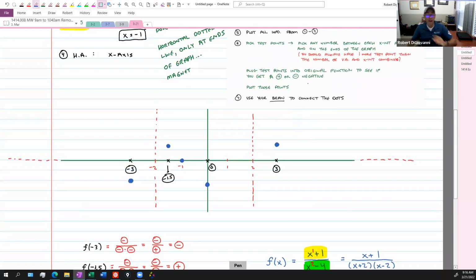I should have everything I need now to draw the picture. So when I draw this, I have to remember that the dotted line at the edges acts like a magnet, pulls my function towards it. The vertical dotted lines are barriers that force my graph up or down. And if I have any x-intercepts, I have to actually get to them.